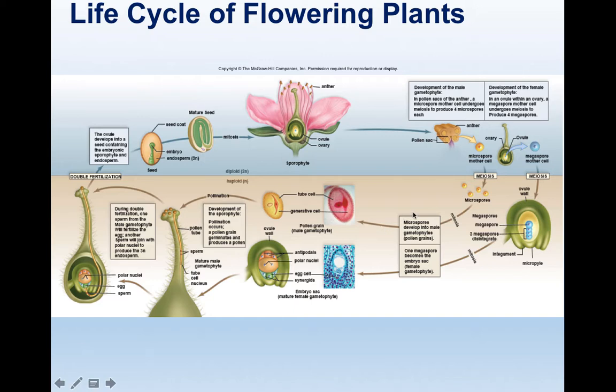The anther is used to produce the pollen. The diploid pollen sac creates a microspore, and the ovary, or the ovule, creates a megaspore. They both individually go through mitosis. The microspore goes through mitosis, and the megaspore goes through mitosis. The microspores develop into the male gametophytes, or pollen grains, and the megaspores develop into the embryo sac, or the female gametophytes. So this entire reproduction process takes place right here, from the anther over into the ovary, through the tube cell and the generative cell, to the pollen grain.